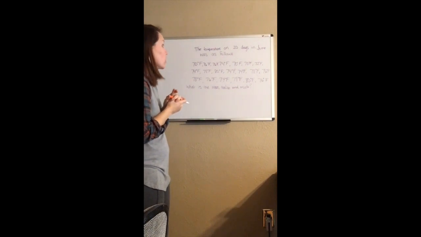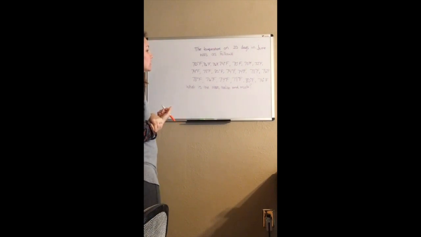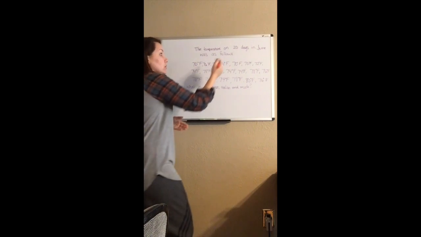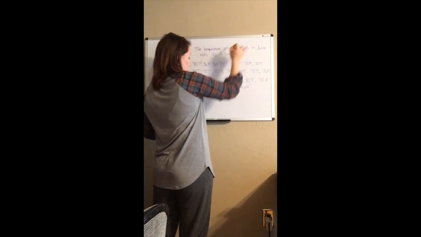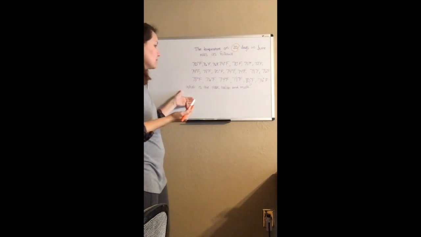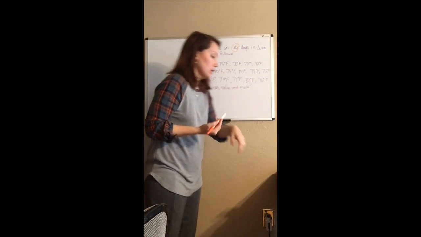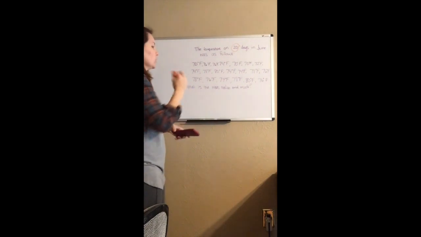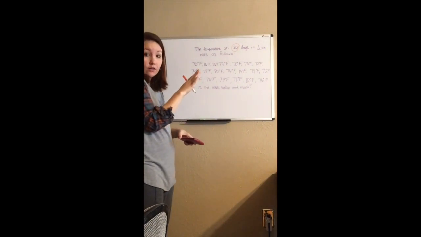Says the temperatures on 20 days in June was as follows. And we have a list of 20 temperatures. So it's important to note there are 20, so we're going to be dividing by 20. And it says, what is the mean, median, and mode? So we're going to go ahead and do the mean. We want to add all of those up together.